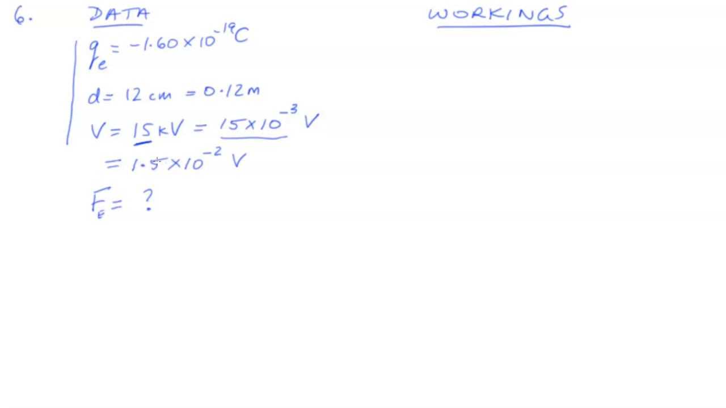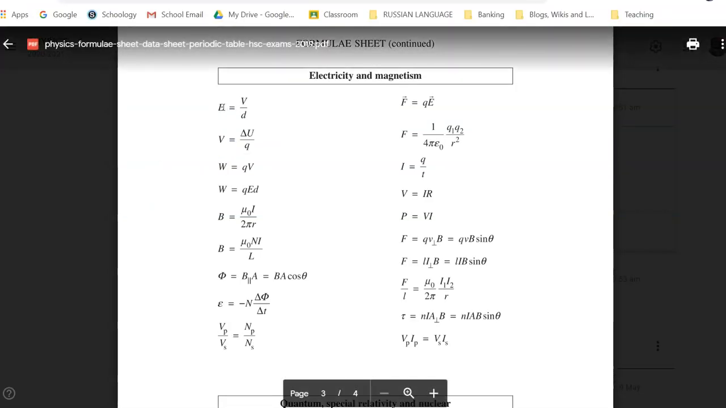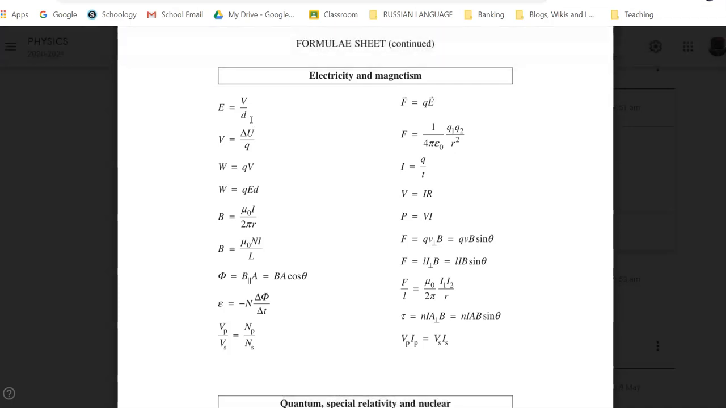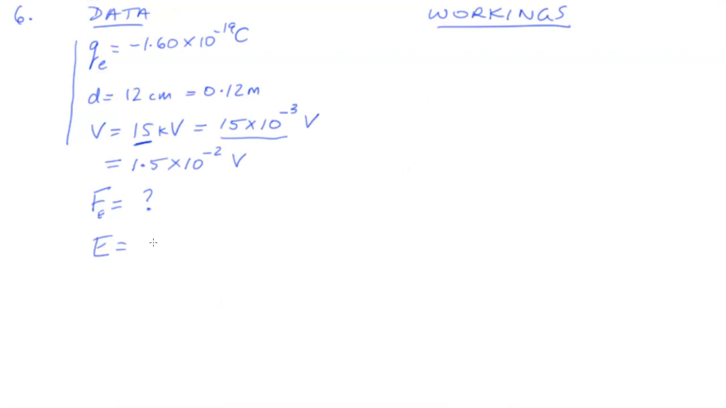Let's look at our formula sheet. Looking at the variables we've got, to calculate E, if we've got voltage and the distance between the plates, then we can use that equation here. And then once we've got E, well, we know what Q is, so we can calculate the force using this other equation. So that's our 2 steps. So it's problem solving involving 2 formulas, which happens quite a bit in physics. To do that, we need that first.